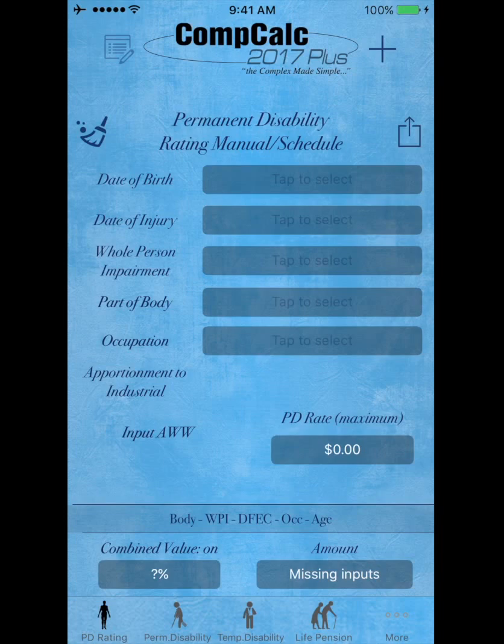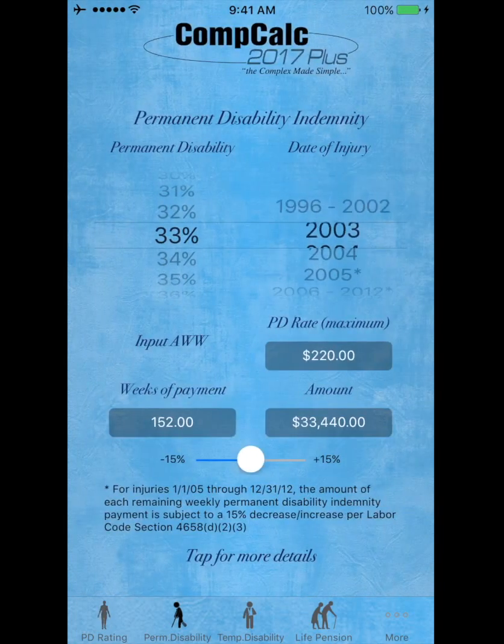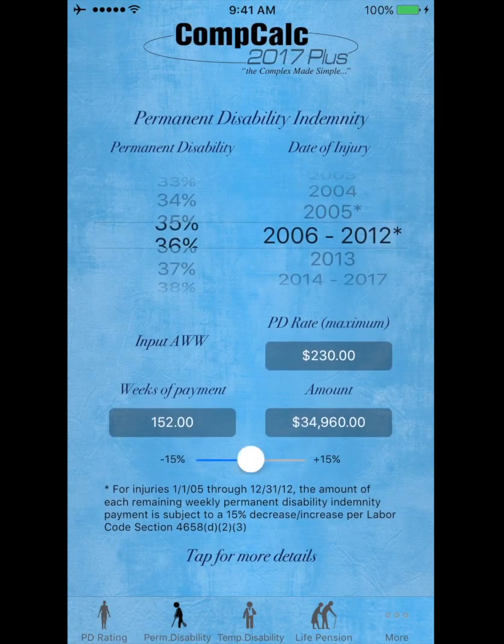Next to the PD rating across the bottom is the permanent disability module. Here you're just going to dial up the year to the right, the percentage to the left. You can input the average weekly wage. Well, let's continue through this and I'll come back.